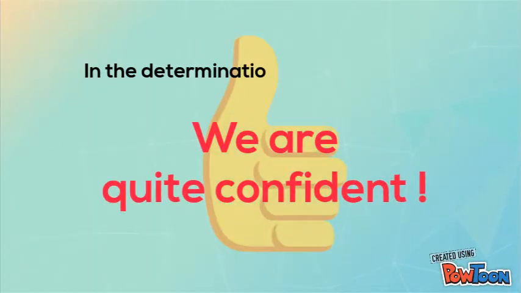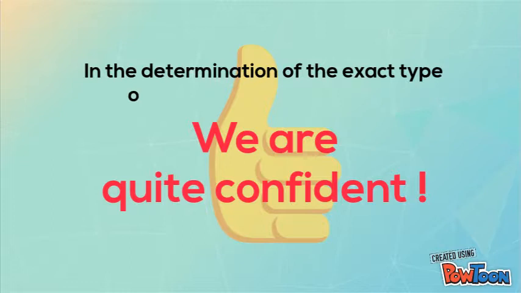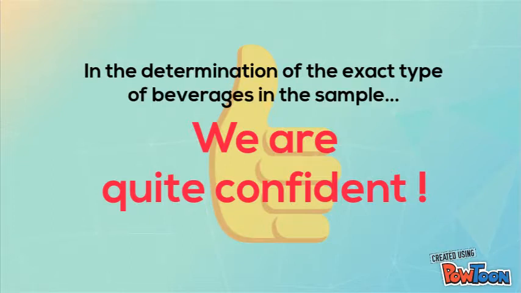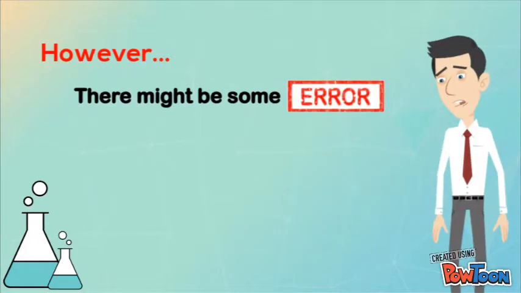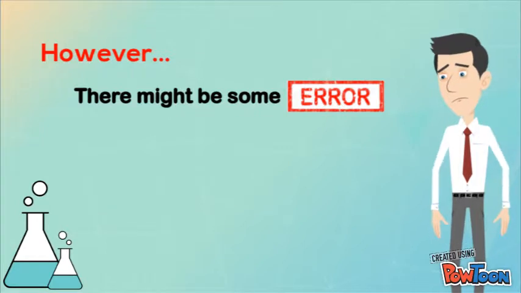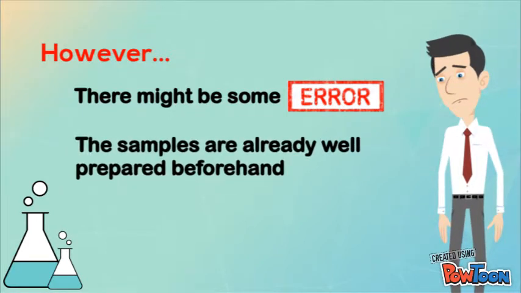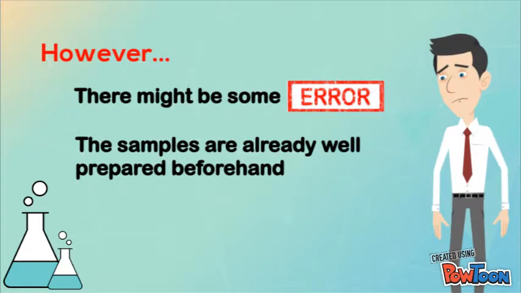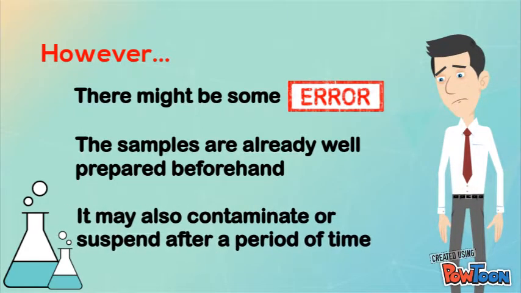We are quite confident with the exact type of beverage in the samples as we get the same results for 10 and 50 times dilution. However, there might be some error as some of the readings are not concordant to each other. The samples were already well prepared beforehand, and so we do not know when they were prepared or how. It may contaminate and suspend after a period of time.